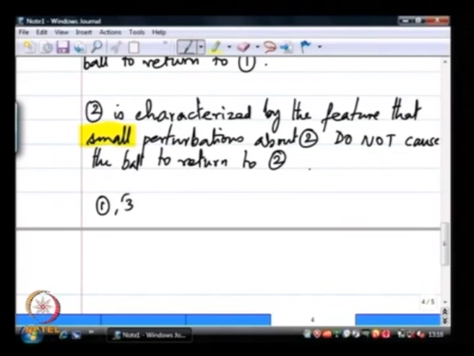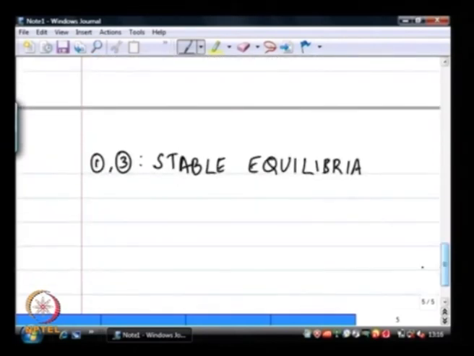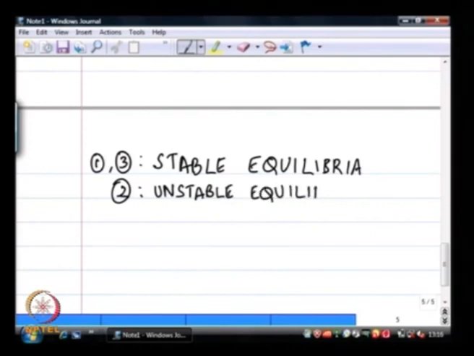So, what we are going to conclude from this, 1 and 3 are stable, and 2 is an unstable equilibrium condition.